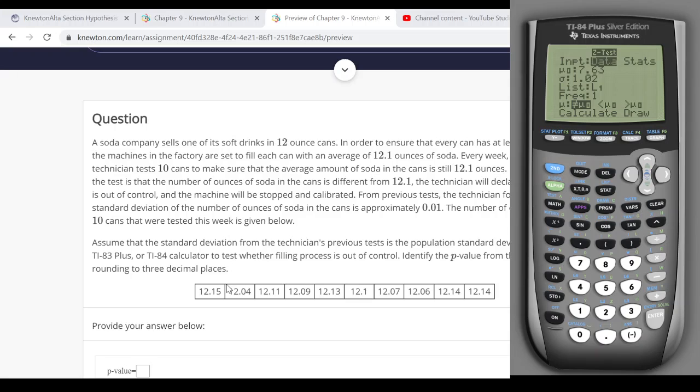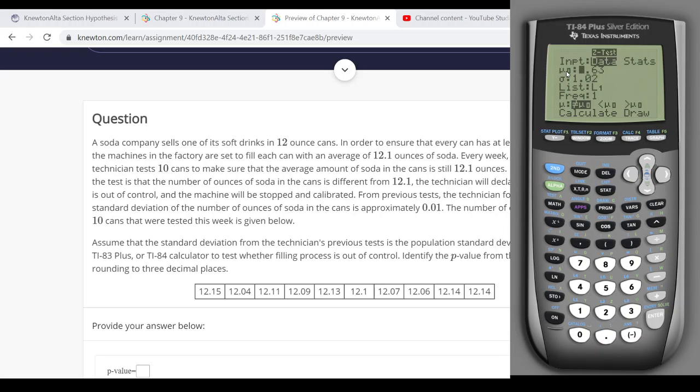Right? I have a list of data entered, a sample entered. Or do you just have statistics? Go to the second one here. If you're just given the sample mean and the sample size, go to stats. But we weren't given that. We were given the data. So I'll go to the data area.